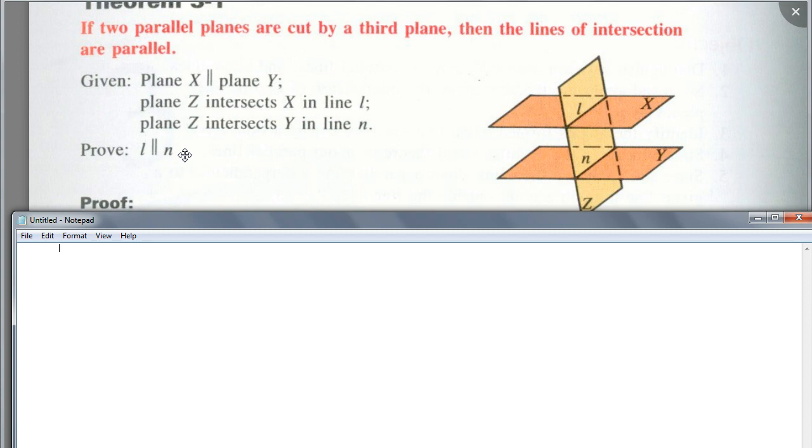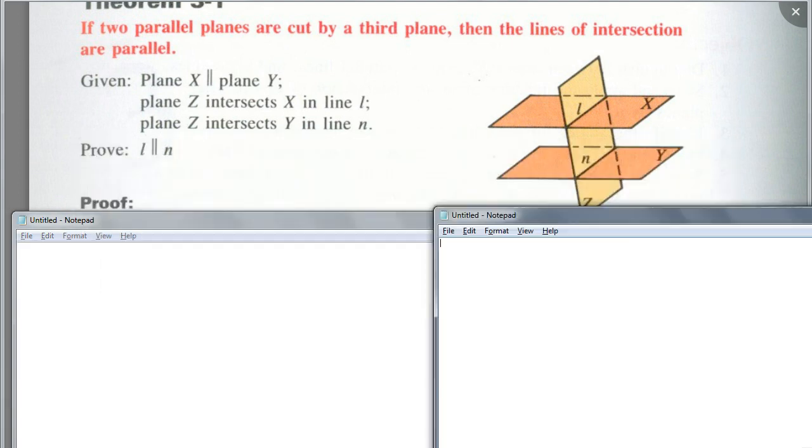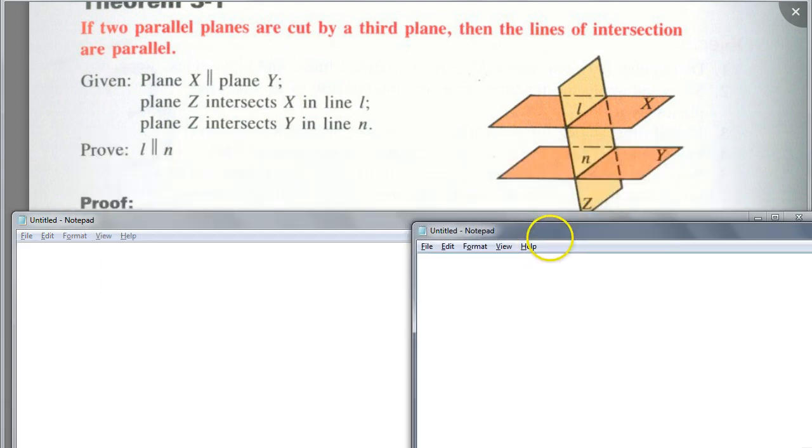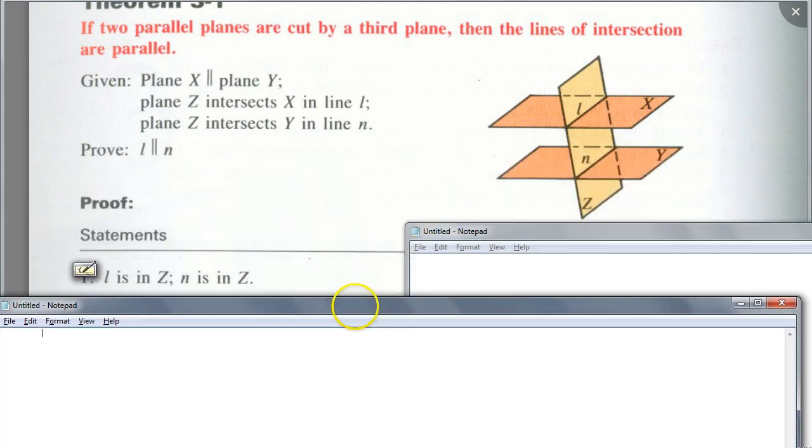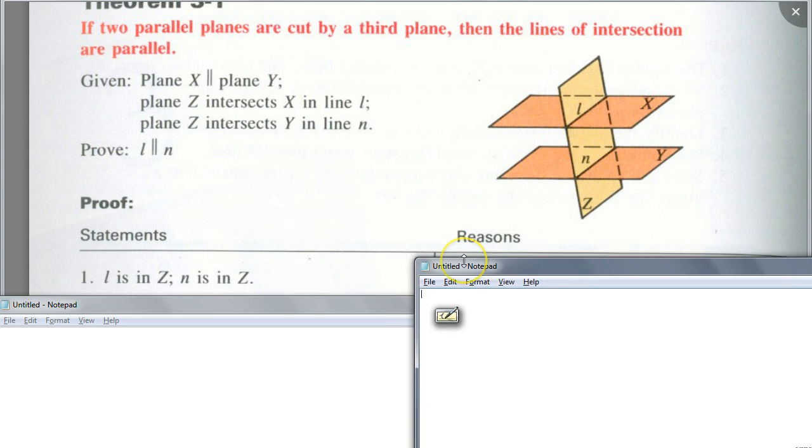So let's look at how they do this. As we go about this proof, think about which part of the definition of parallel lines they're proving here. First of all, they start with this. L is in Z, N is in Z. Where did they get that from? That's from the given. Very good.